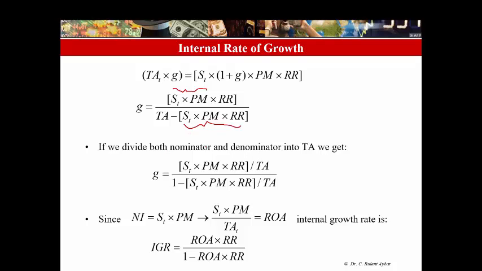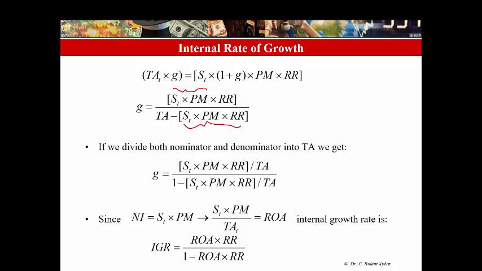So by just a simple manipulation, we can actually rewrite this as G equal to S_t times profit margin times retention ratio divided by total assets. Simply, we are dividing both sides by total assets. When we do that, total assets in here turns into 1, and then we will have a total assets quotient both on the numerator and in the denominator in here.